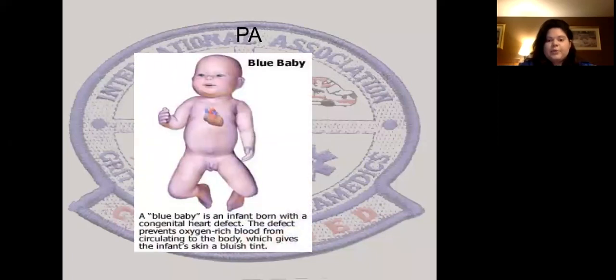This is going to be your blue baby. So I'll just read the definition here. A blue baby is an infant born with a congenital heart defect. The defect prevents oxygen-rich blood from circulating to the body, which gives the infant that bluish tint because they aren't getting the oxygenated blood.